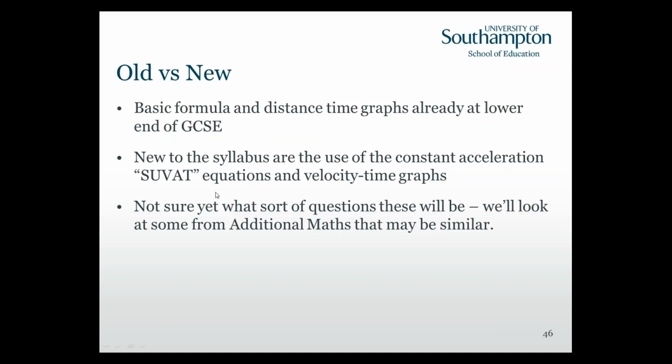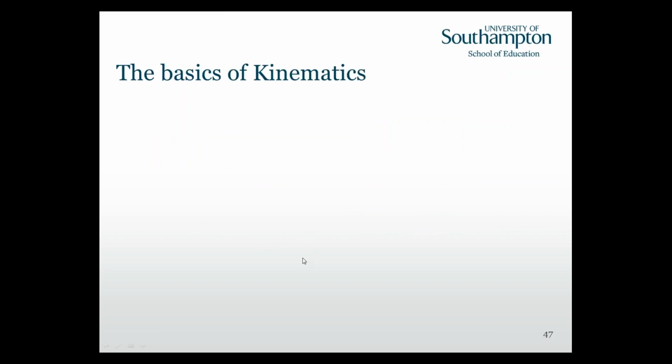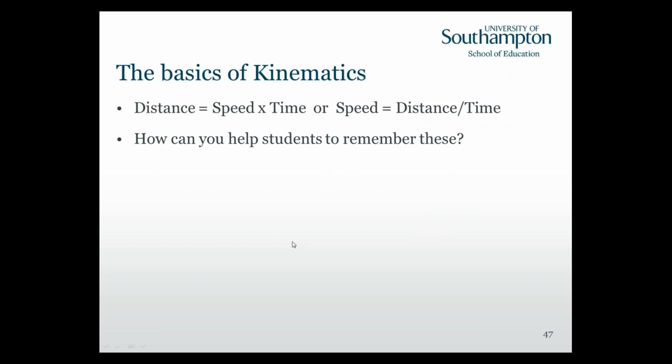They were still in the syllabus for physics anyway, but they've just brought them across to maths to support the fact that they're already in physics. And I'm not completely sure yet what they look like in terms of the actual questions. I really need to get a copy of the last two GCSE. So distance, speed, time.